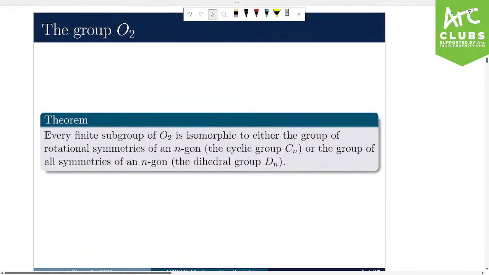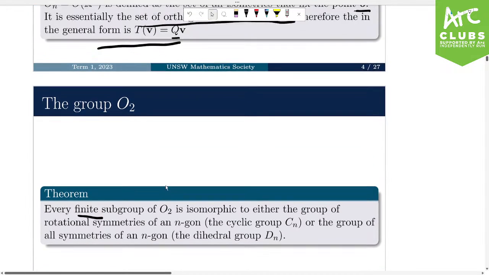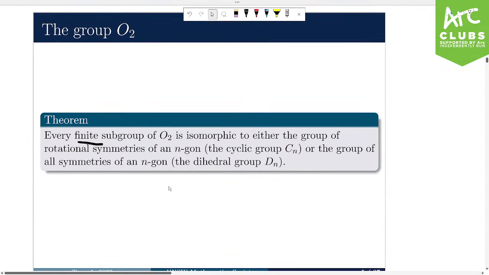And now we look at the two-dimensional case. So in 2 dimensions, every finite subgroup of O2 is isomorphic to either the group of rotational symmetries of an n-gon, or the group of all symmetries of an n-gon. So this is basically rotations or rotations combined with reflections.